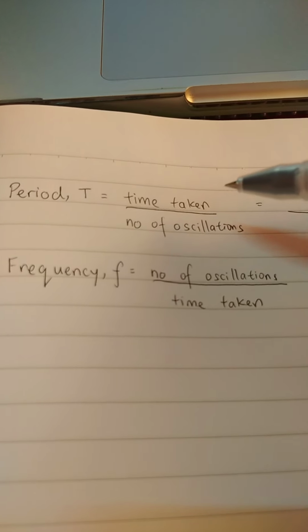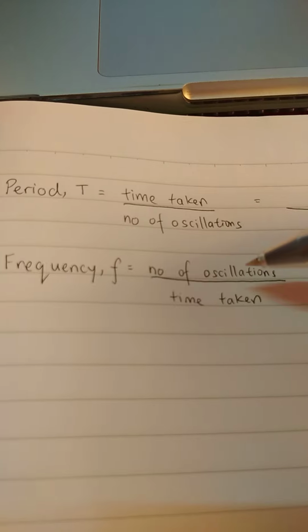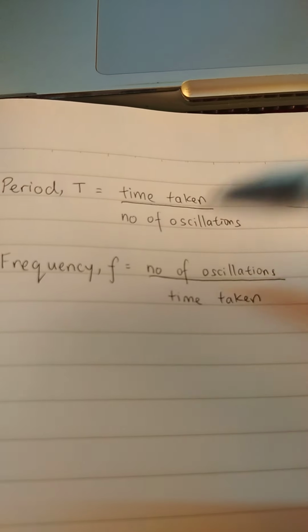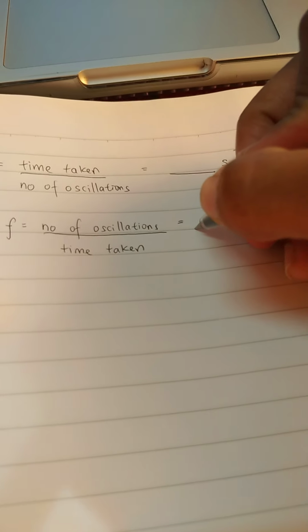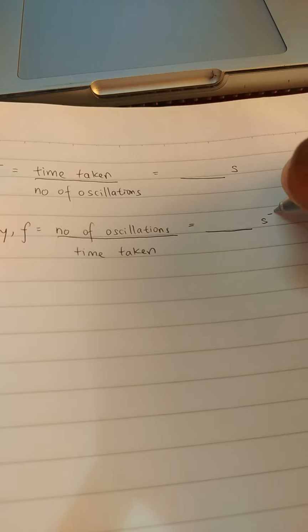Okay, why is it opposite? Because period is how many seconds for one oscillation. Frequency is how many oscillations in 1 second. That's why they are opposite to each other. And the answer will always come out in, no matter what number, the unit is per second. But remember, we have another term for this. It's called Hertz.